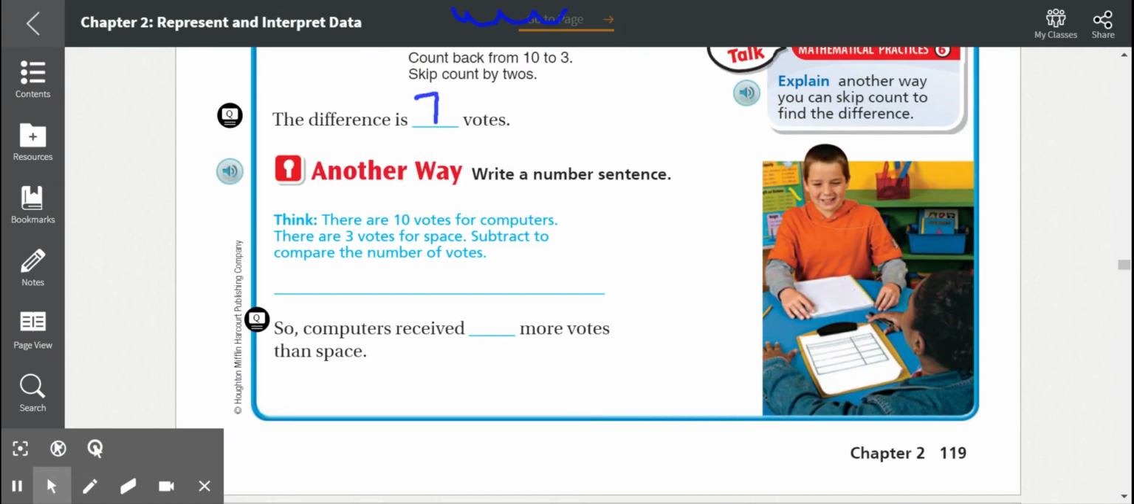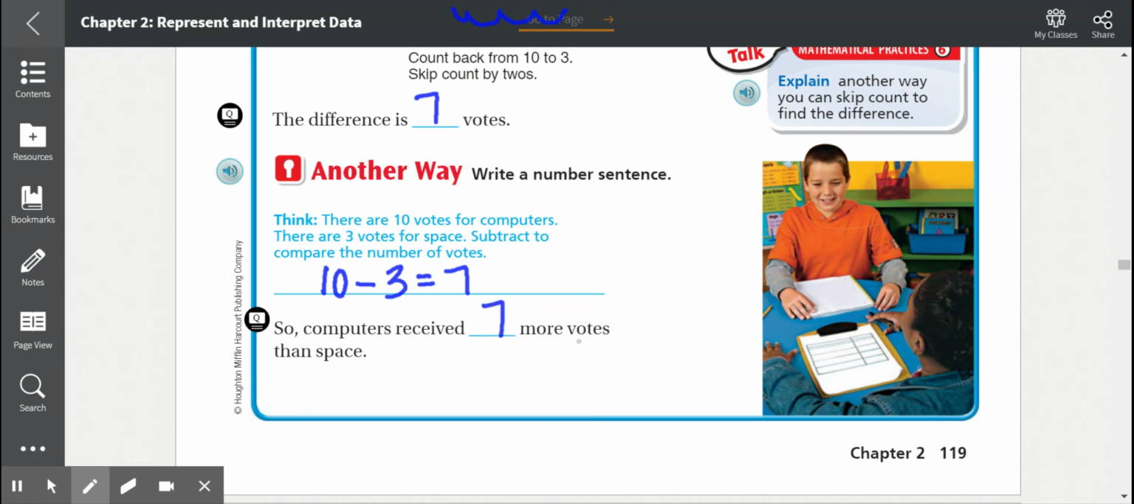Another way to do it is to just write a number sentence. Computers received 10 votes, take away, space received 3, so 10 minus 3 equals 7. So computers received 7 more votes than space. Okay, go ahead and turn the page.